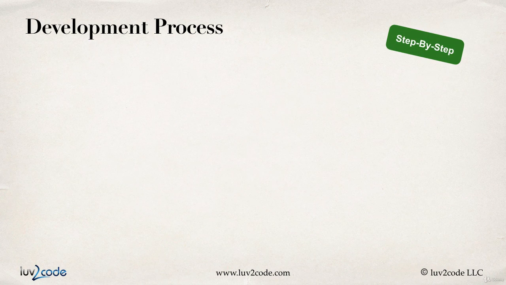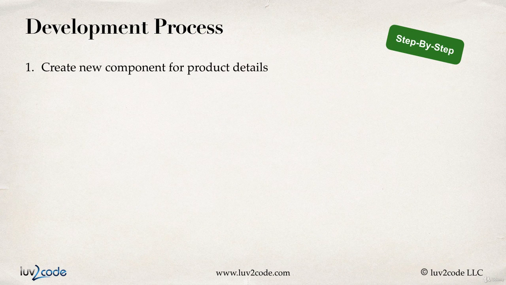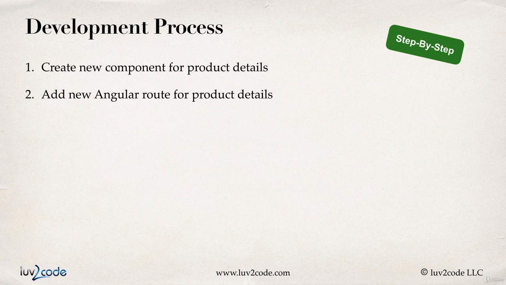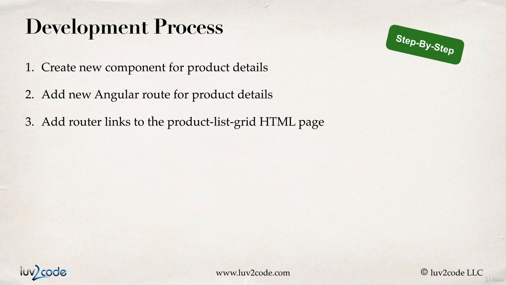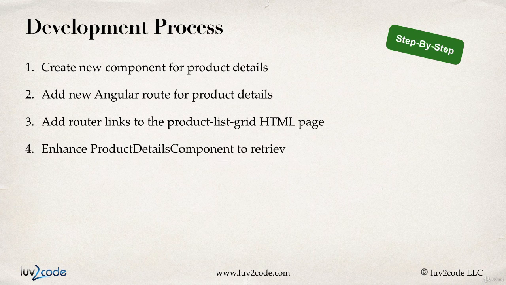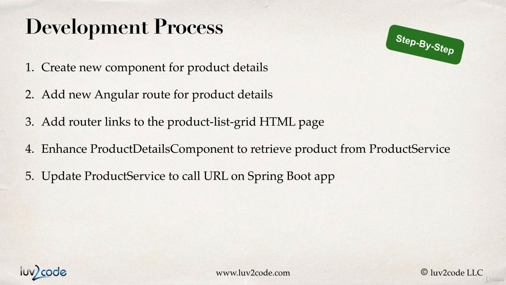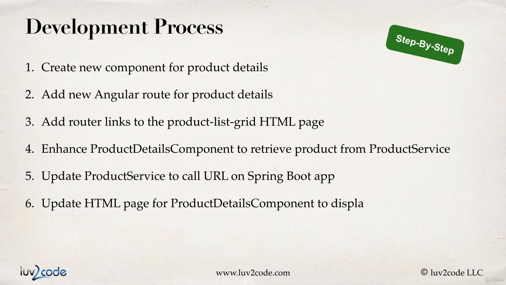Alrighty, so here's our development process. So the first thing we'll do is we'll create a new component for product details. Then we'll add a new Angular route for product details. Next, we'll add router links to the product list grid HTML page. And then we'll enhance the product details component to retrieve the product from the product service. Then we'll update the product service to call the URL on the Spring Boot app. And then finally, we'll update the HTML page for the product details component to display those product details.